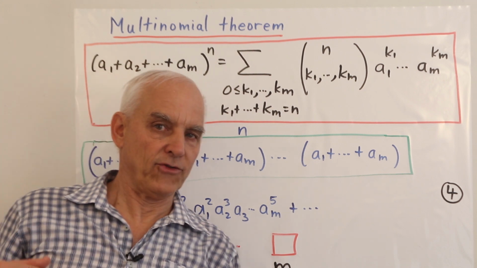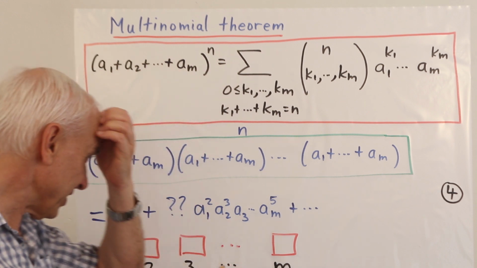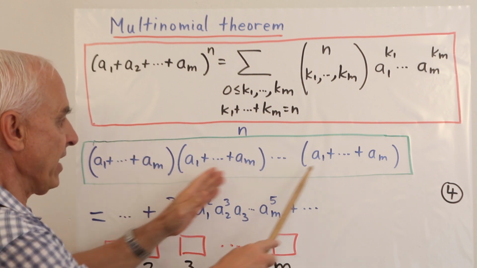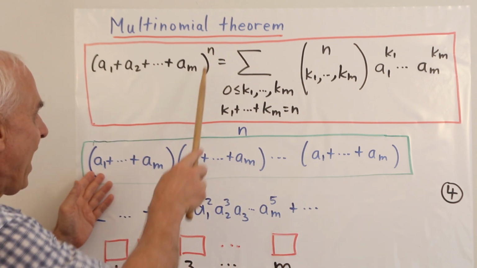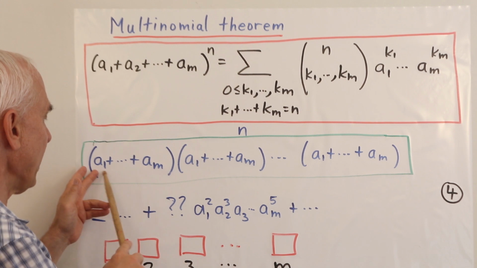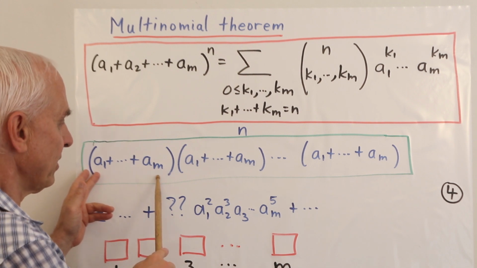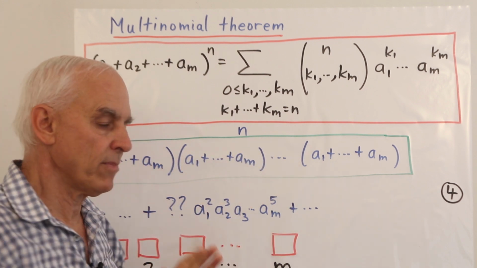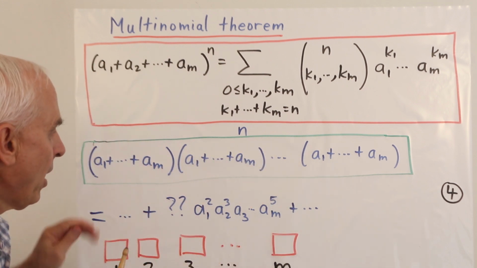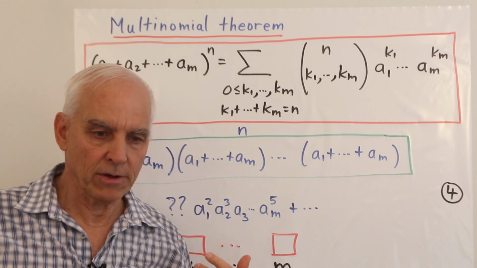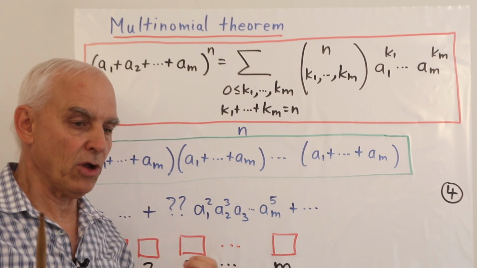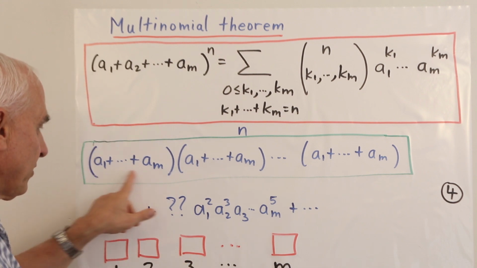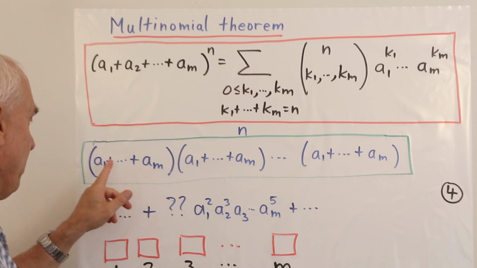Okay, so why is this true? Well, let me try to explain it to you here. When you're taking a product like this, you're really expanding out this product of n terms, each of which is the sum a1 up to am. Okay, so we have n of these sums multiplied together. When we expand all of this out, what's a typical term going to look like? Well, a typical term involves taking one of the terms from this expression, maybe a3.